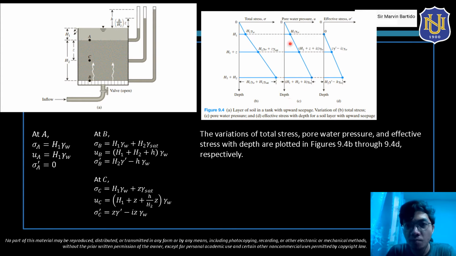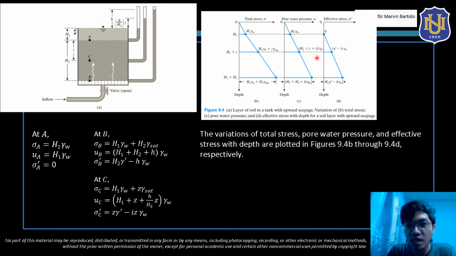And then for the pore water pressure, at this point it is 0. At point A, H1 gamma water. At point C, it is H sub 1 plus Z plus H over H sub 2 times Z, times gamma water. That is i, because we made H over H sub 2 into i. Then at point B, it is H sub 1 plus H sub 2 plus H times gamma water. So connect it with a straight line from point to point.